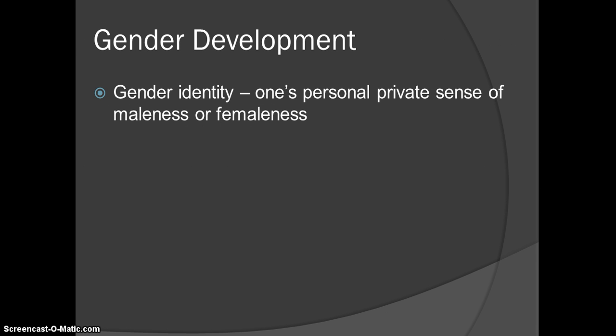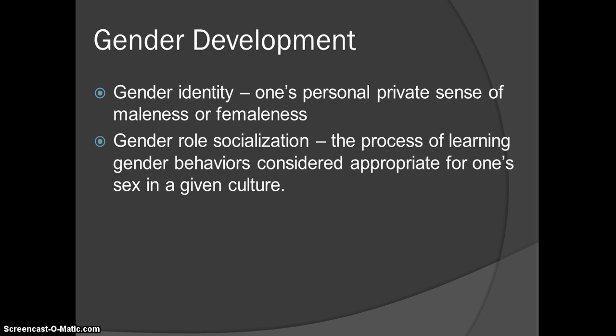All right, now let's talk a little bit about gender development. Gender identity is one's personal, private sense of maleness or femaleness. One way to acquire gender identity is by gender role socialization, which is the process of learning gender behaviors considered appropriate for one's sex in a given culture.